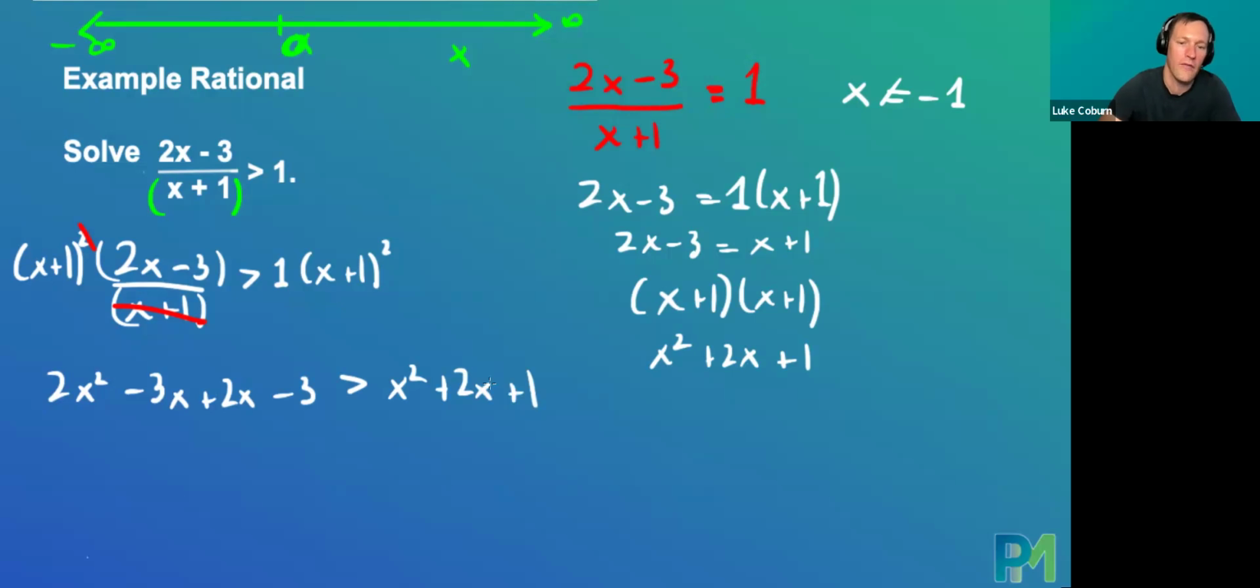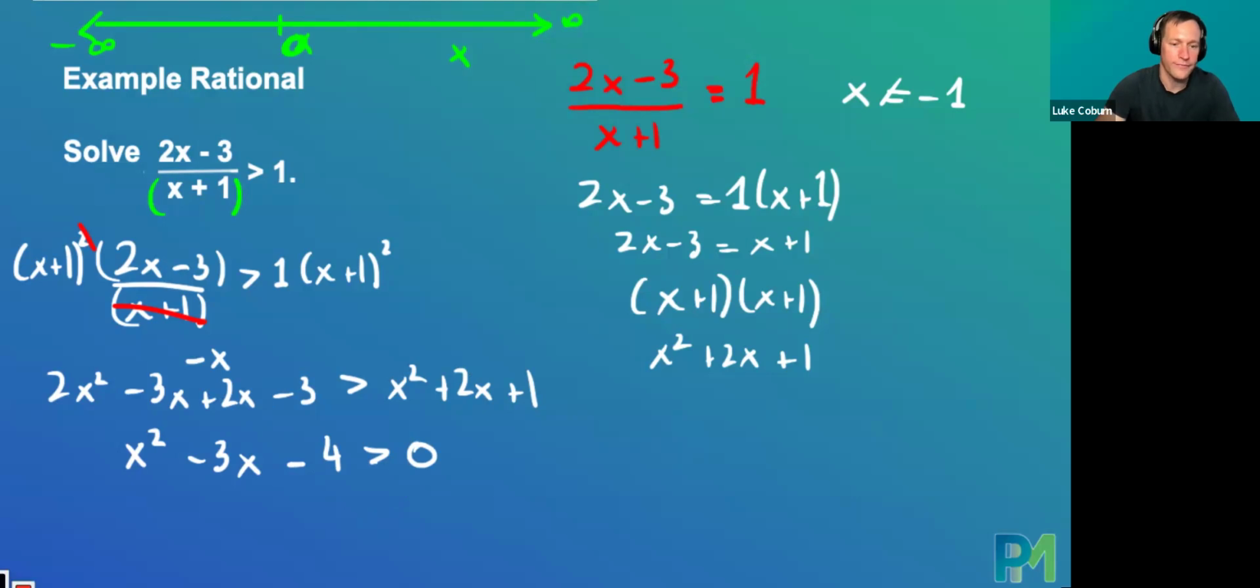And now we're going to bring everything over to the left-hand side. And let's have a look at what we end up with. So x squared comes over, and then we end up getting 2x squared minus x squared is just x squared. Then minus 3x, that minus 3x plus 2x ends up being a minus x. So minus x, sorry, minus x minus 2x is minus 3x. And then minus 3, and then minus 1 comes over, then greater than 0.